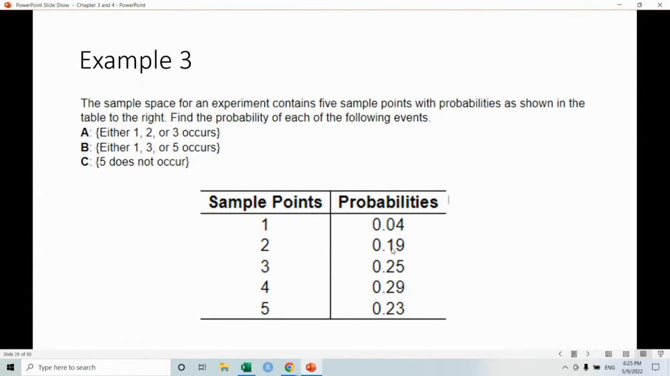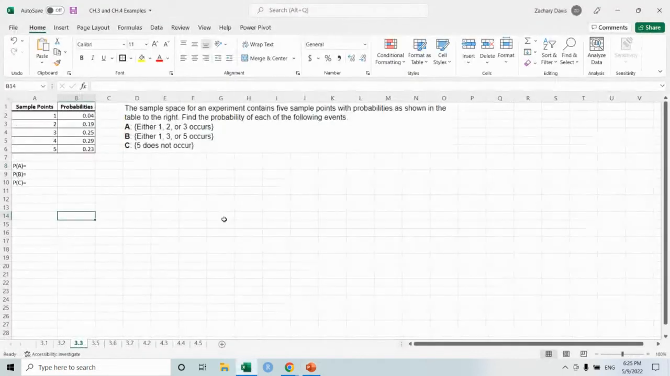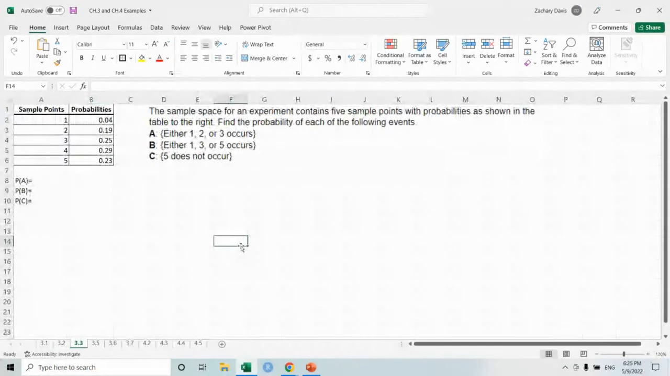So let's do another example. The sample space for an experiment contains 5 sample points with probabilities as shown in the table below. Find the probability of each of the following events: either 1, 2, or 3; either 1, 3, or 5 does not occur. You should be able to do that here.